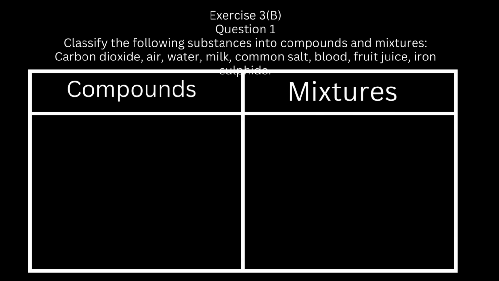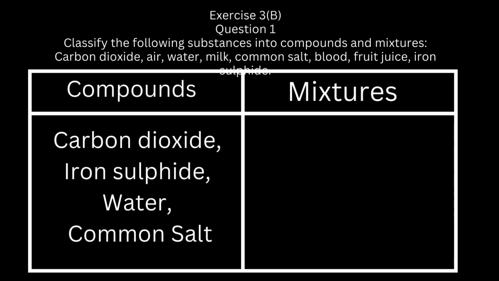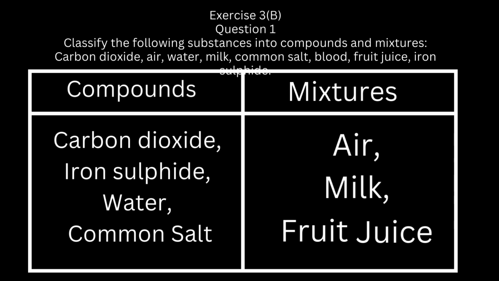Exercise 3B. Question 1. Classify the following substances into compounds and mixtures: carbon dioxide, air, water, milk, common salt, blood, fruit juice, iron sulfide. Answer. Compounds: carbon dioxide, iron sulfide, water, common salt. Mixtures: air, milk, fruit juice.